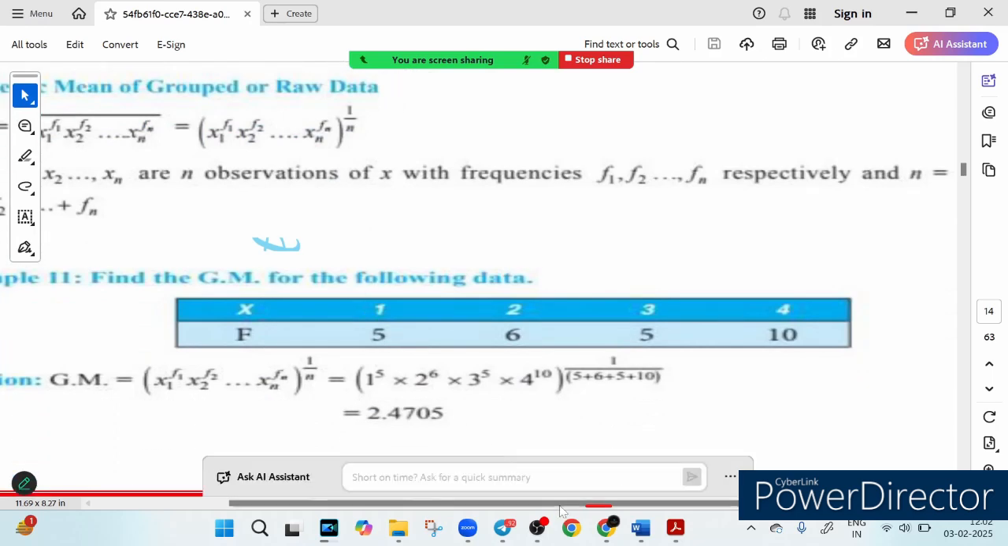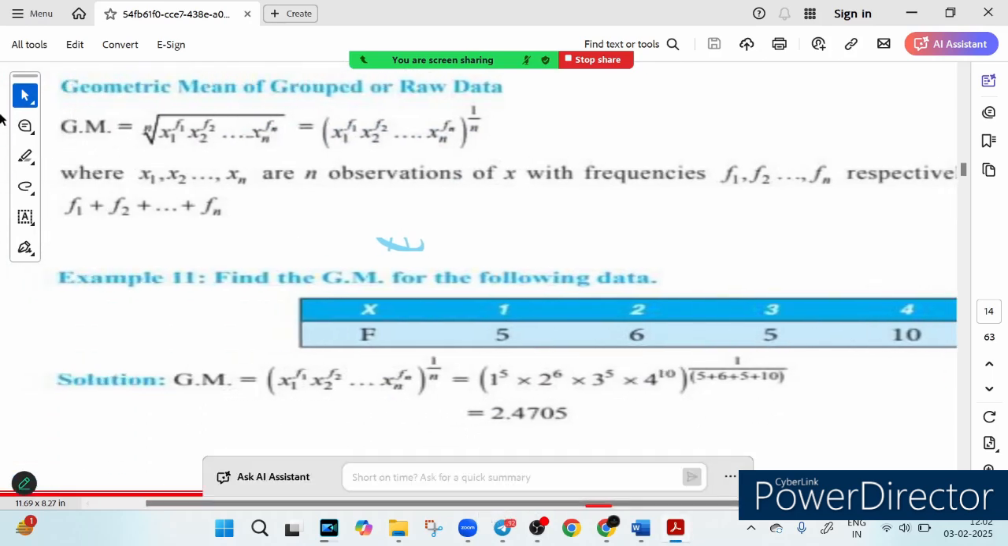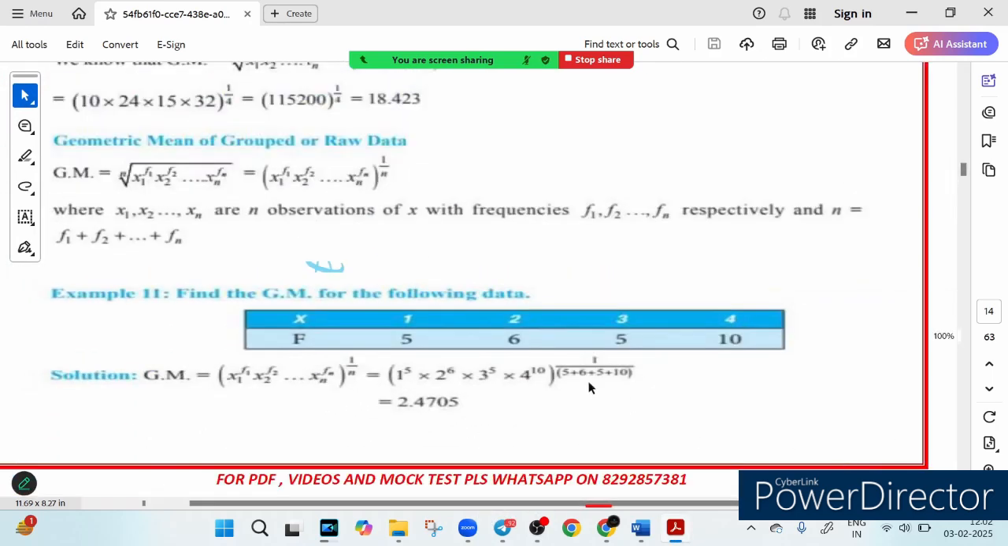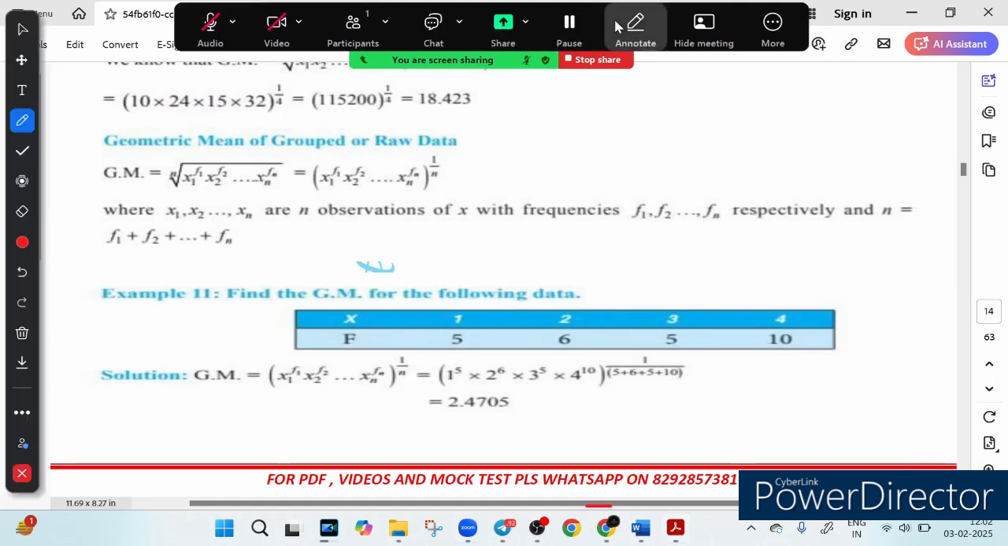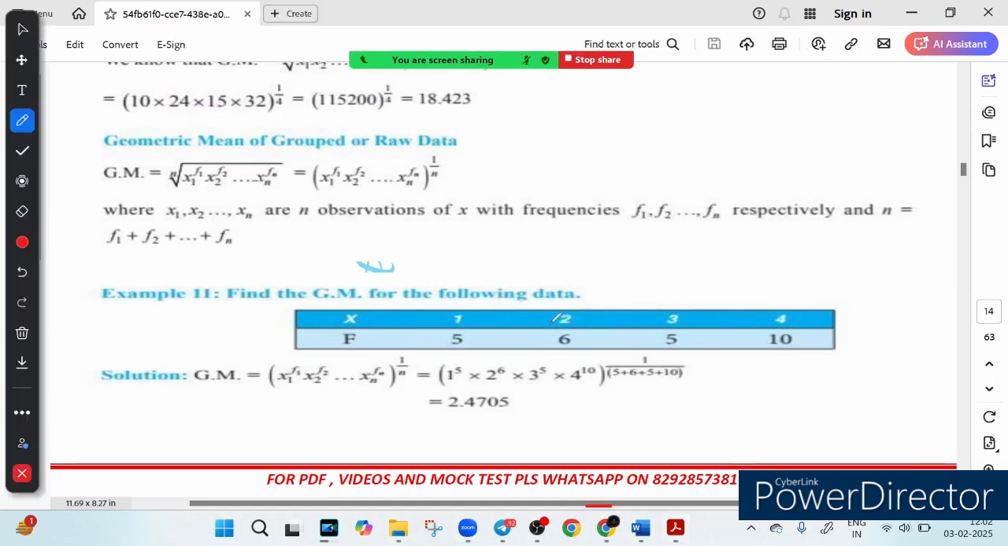So friends, here you can see you have a group data. This is the example of the group data. You can see a table has been provided. X values have been given. For 1 the frequency is 5, for 2 the frequency is 6, for 3 the frequency is 5, for 4 the frequency is 10. How to go about doing it?